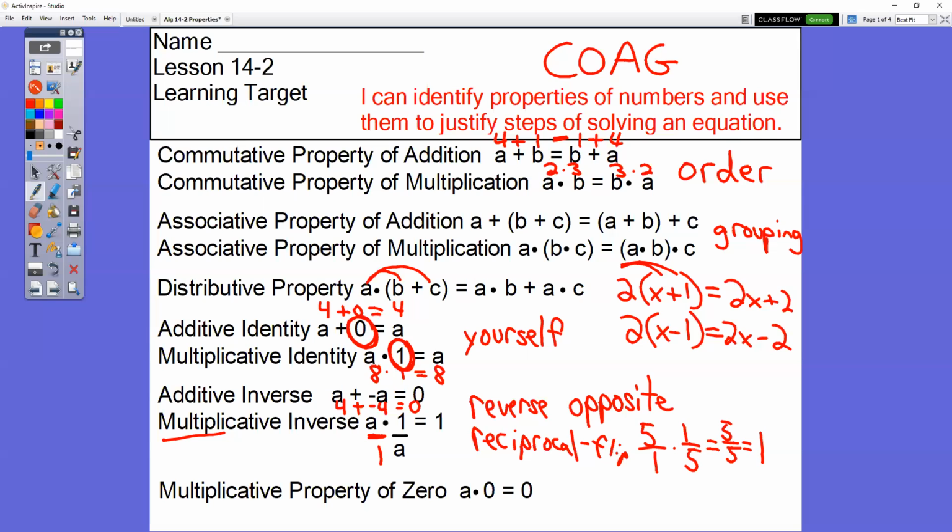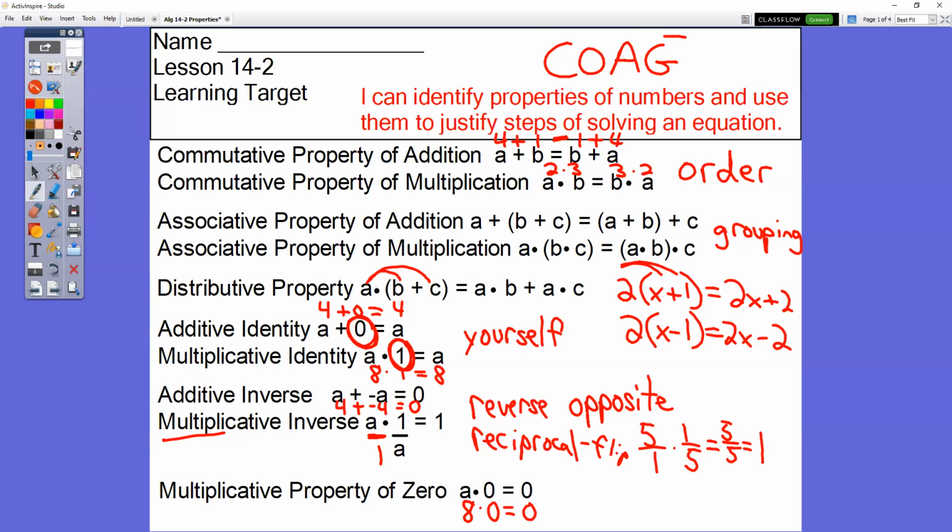The next one is the multiplicative property of 0. Anytime that you multiply any number at all by 0, what is the answer? It's always going to give you 0. So we could take any number like 8, multiply it by 0, and we'll always get 0. This is a slide that you're going to want to go back to. This is something that you just have to memorize. There's no other way to deal with it.